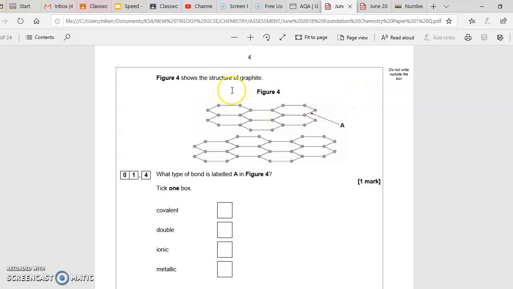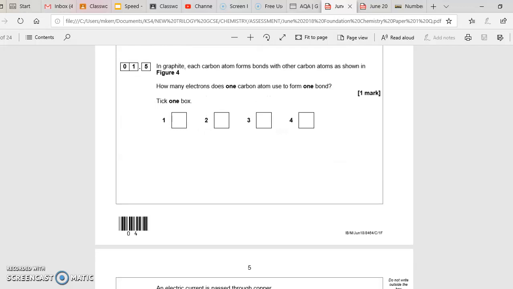If we have a look, you can literally just count. So forget the end one, the edge ones, because imagine this is a much larger structure. If we look at this one, it's got 1, 2, 3. So it's just got 3. Carbon is in group 4, which means it wants 4 bonds. So later questions might ask you about what happens to that extra electron that isn't being bonded. So the correct answer for this is 3.